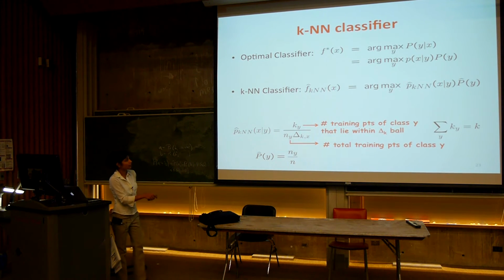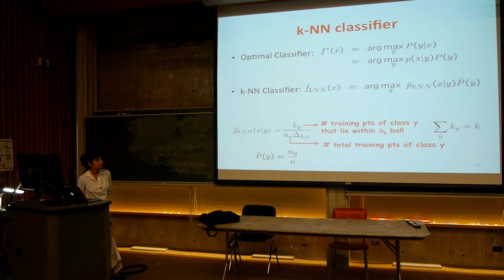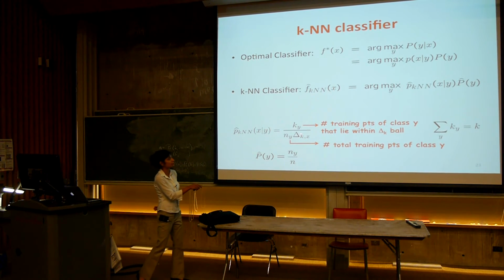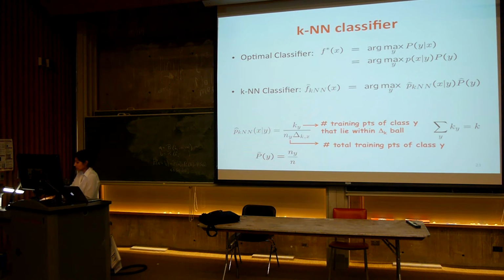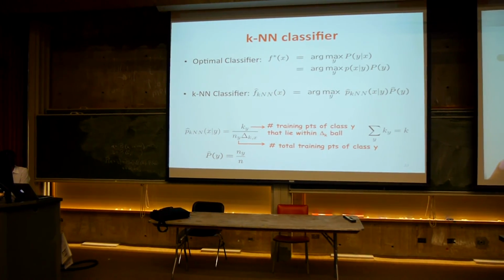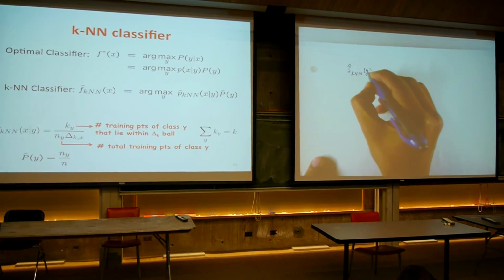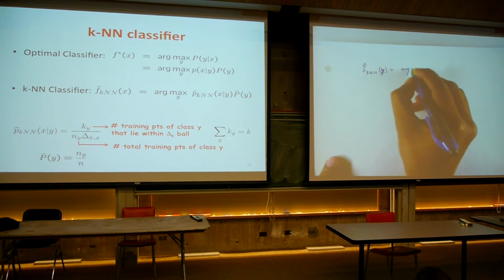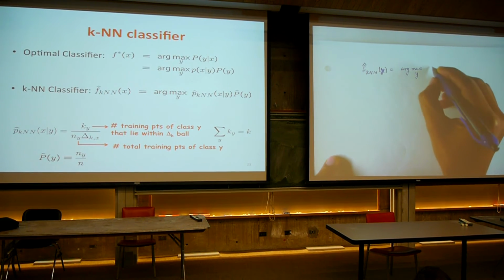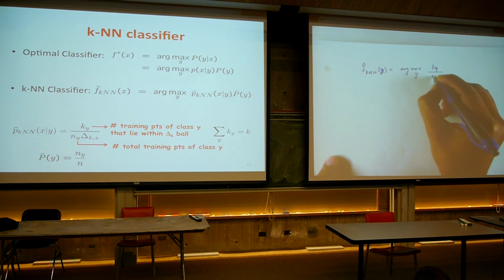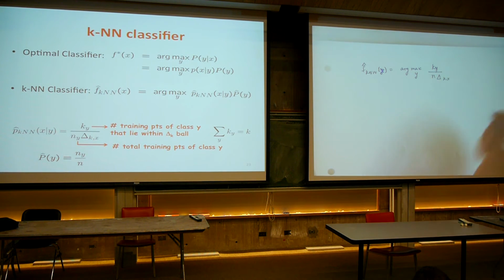When I multiply these two things, what do I get? Well, the ny's cancel out. I get ky over n times delta k comma x, right? And we are saying our rule is supposed to be pick the y which maximizes that quantity, right? So what do we have? We have our classifier when we do this plug-in, f hat KNN of x becomes our max over y of ky over n delta k of x, right?